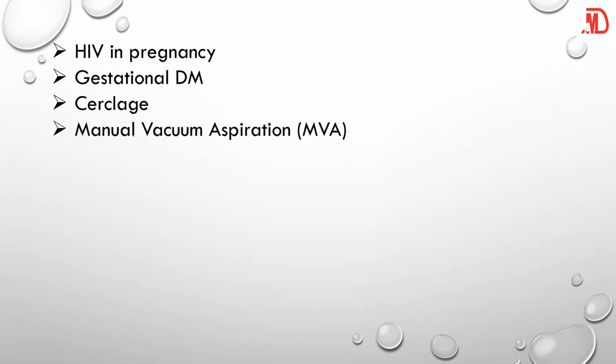Then the MVA, that is the manual vacuum aspiration. You have to know what it is all about. Cesarean section, CS, you have to know about it. Then shoulder dystocia. This is one of the major causes of birth asphyxia and CP or cerebral palsy. This particular thing is one of the major causes of it. So you have to know about it as well.